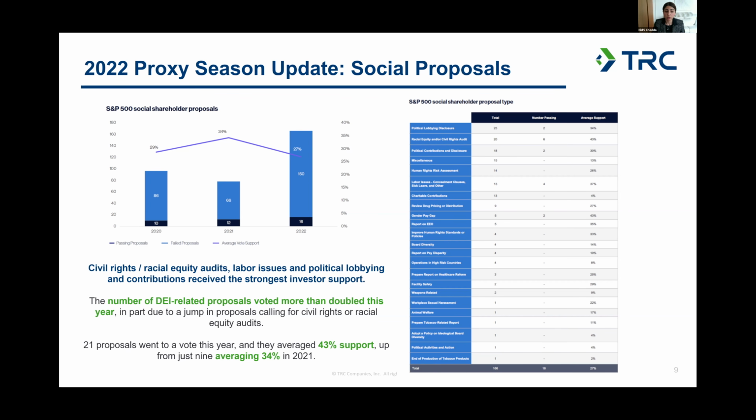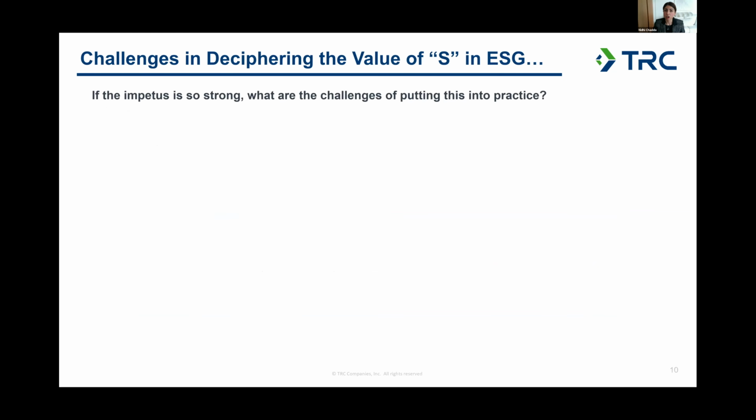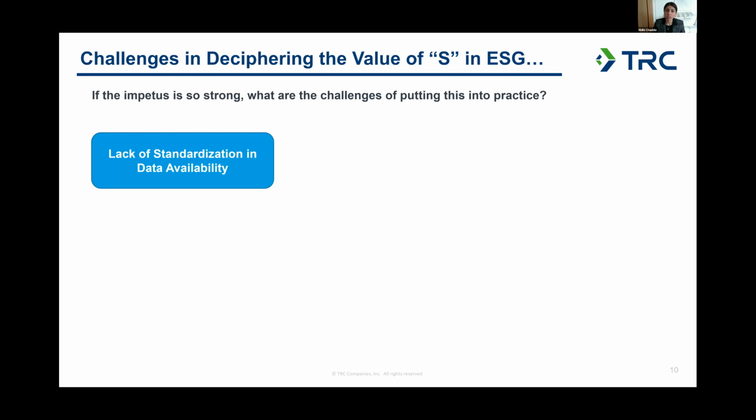And we've now seen 21 proposals that went to vote, with an uptick in support of 43% versus 34% last year. So that momentum continues to grow. It's still very universally relevant. We're starting to see an increase in data. But if the impetus is so strong, what really are those challenges of just putting this into practice? Well, first, let's start with the lack of standardization and data availability.